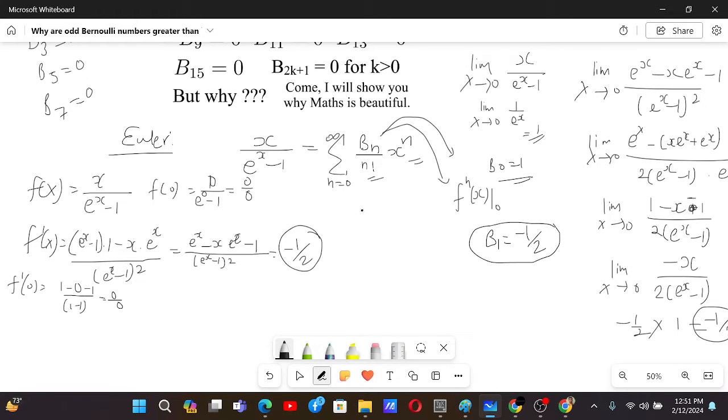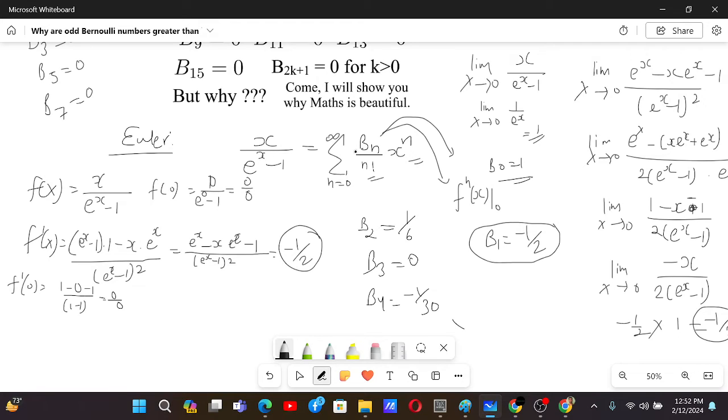Now with this you might have got some idea that this is actually true. You can also evaluate for others, the second derivative, third derivative, and you will get that B of 2 is 1 by 6, B of 3 is 0, B of 4 is minus 1 by 30, and so on.